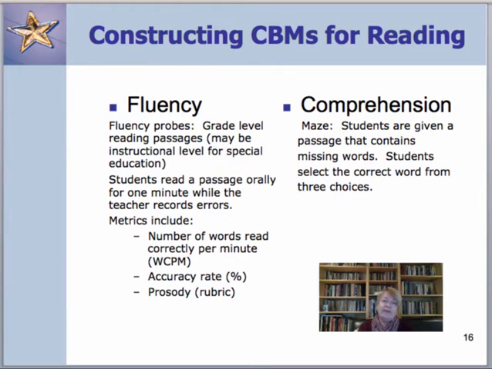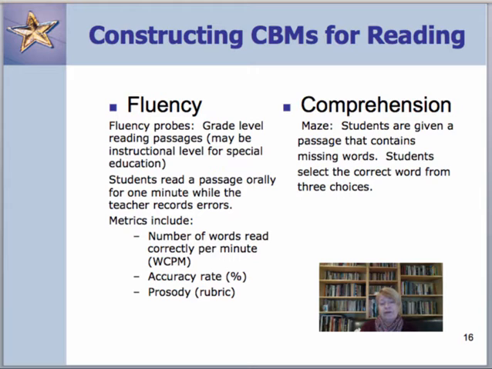We look at giving the student grade level or appropriate instructional level reading passages if we're talking about students with special needs. So instructional level reading passages are used as our fluency probes, and the students are asked to read those passages orally for 1 minute while the teacher records the errors. So with fluency, we're talking about timing it, and the timing is usually a minute of oral reading time.